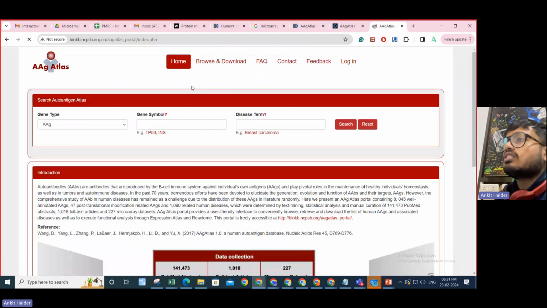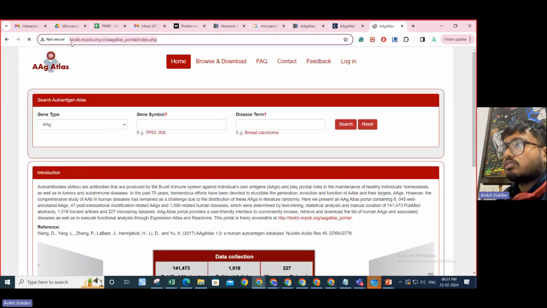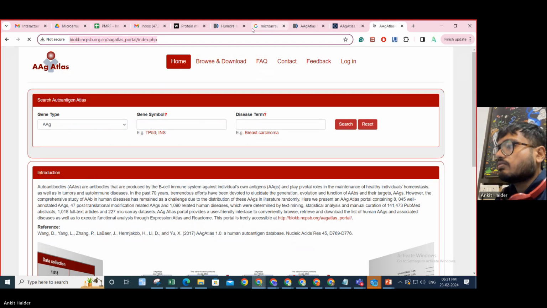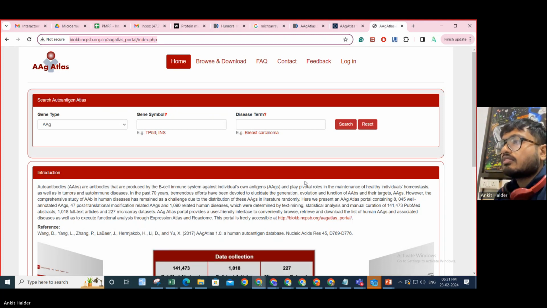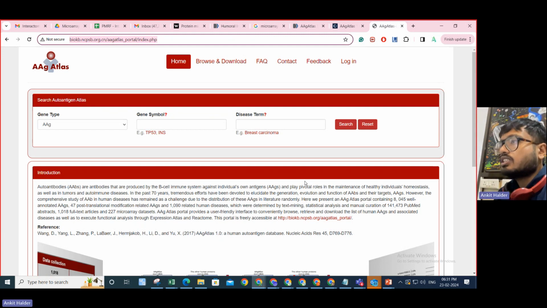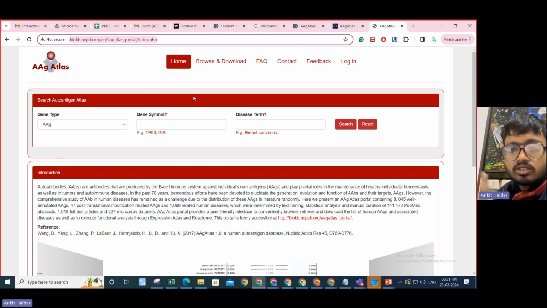Sorry. So this is the website. Sorry for making you wait. I'll just put it in the chat. Autoantigen Atlas, right? Might be it was giving some error. So this is the interface, which looks like this.